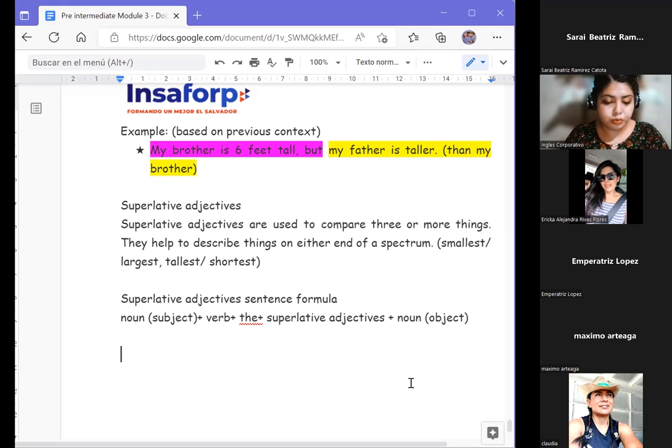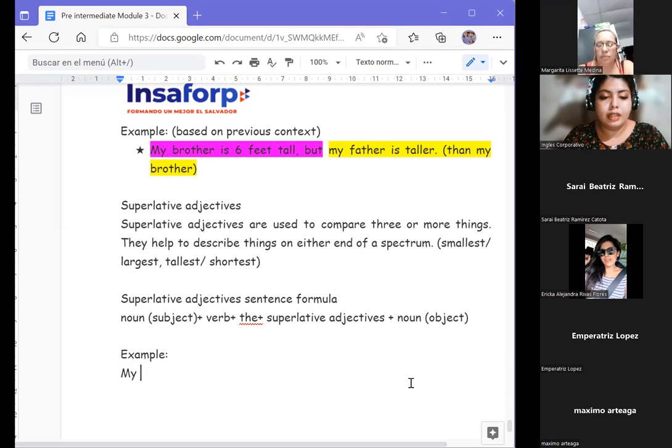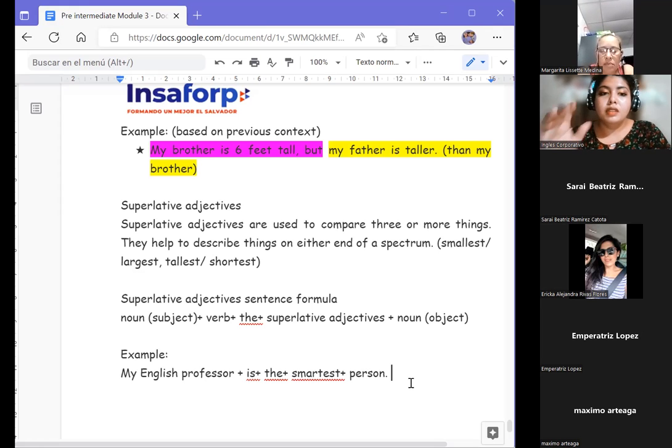For example, we have here, my English professor is the smartest person. My English professor is the smartest person. Nos dice, mi profesor de inglés es la persona más inteligente. En este caso, la persona que dice la oración no encuentra a alguien que se le compare. Entonces, por eso usa que es la persona más inteligente, el más inteligente.